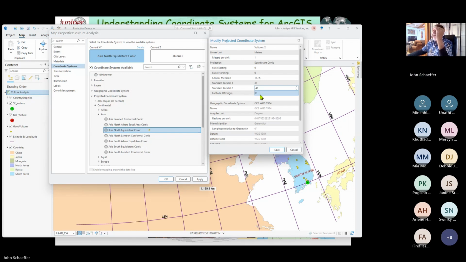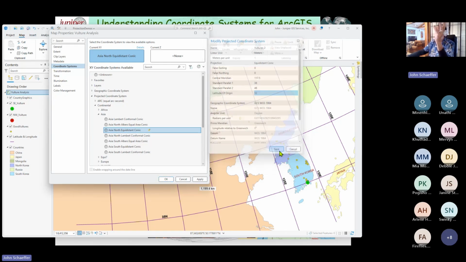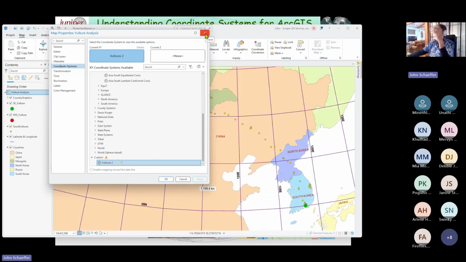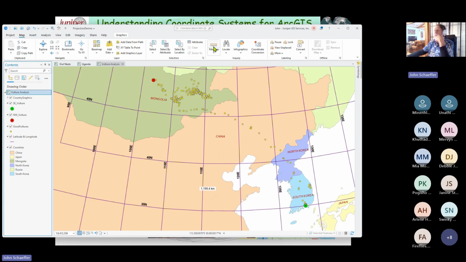Okay. And then latitude of origin, well, that's down here. 30 works, but since we're really interested in this being our southernmost point, let's just make that 32. Okay. So in other words, I'm making a nice tight box. And let's click on save. And let's click apply. And let's close this. And let's go back to measure and planar, because we are working flat, so we want to stick to planar.